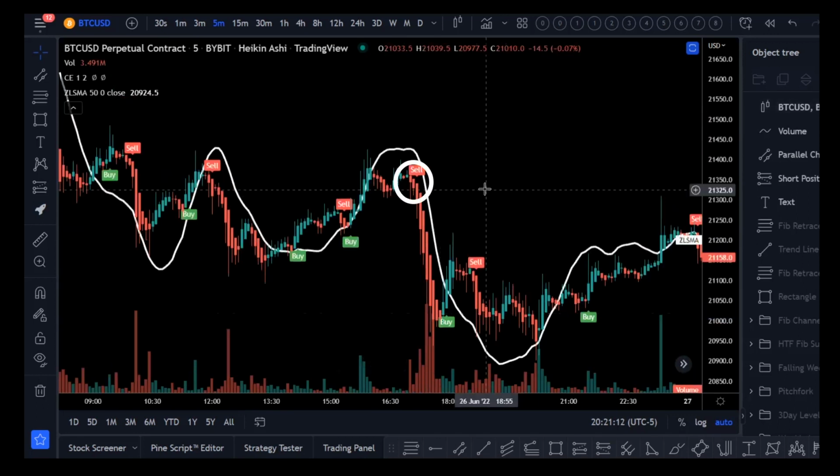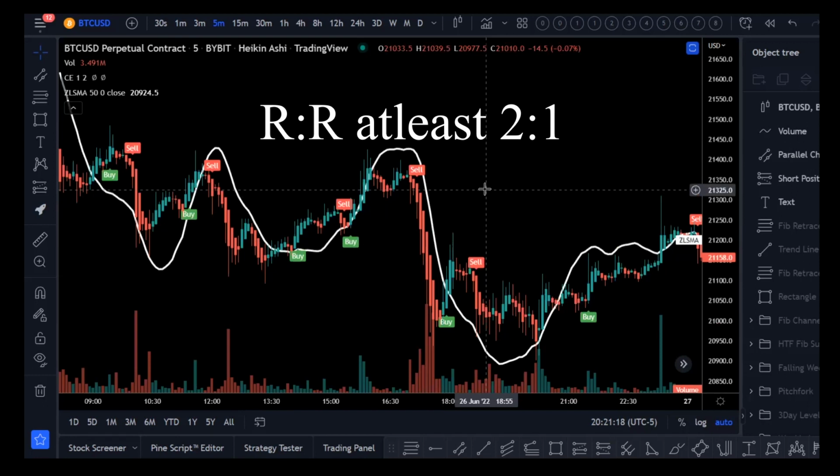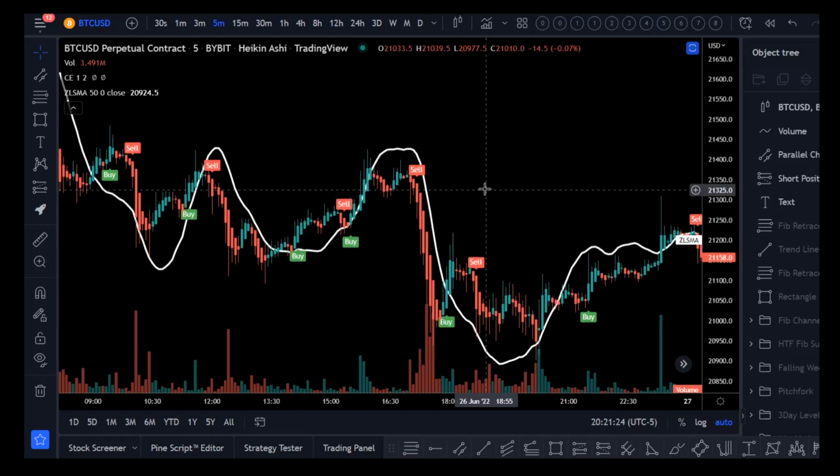So the losses are very minimal, and that's the thing. We have to have our risk to reward ratios being at least 2-to-1 or 3-to-1. Your winners are big, but your losers are small. Like that's the thing.